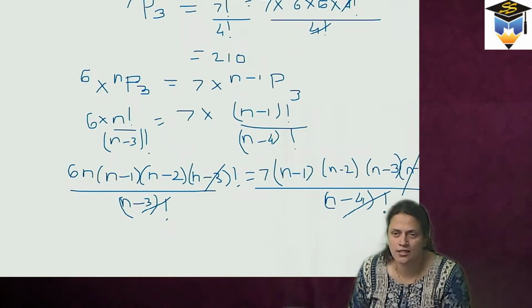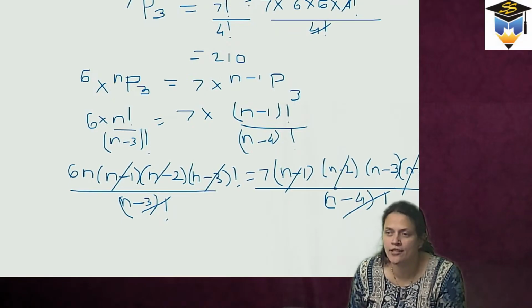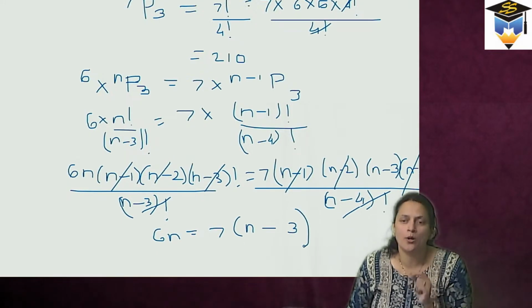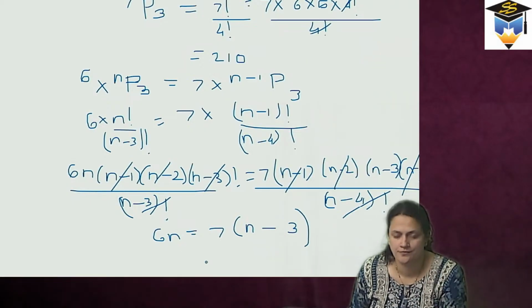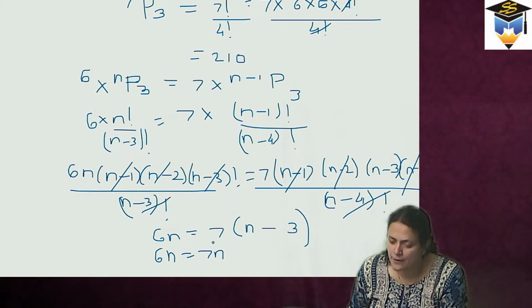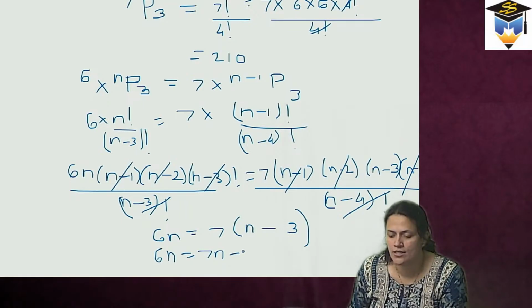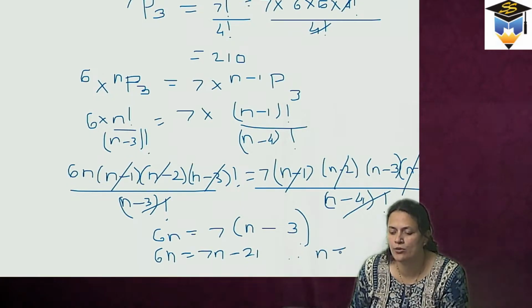Okay? Up to here, did everyone understand? Now next step. n minus 1 also I can cut here. Even n minus 2 can be cut. So 6n is equal to what? 7 multiplied by n minus 3. Now solve it like an equation to find out the value of n. 6n is equal to 7n, now multiply this 7 with each and every term inside the bracket, minus 21. So what is the value of n? n is going to be equal to 21.